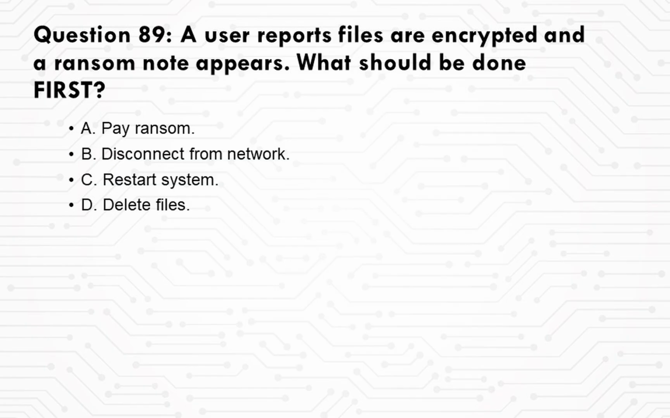Question 89. A user reports files are encrypted and a ransom note appears. What should be done first? A. Pay ransom. B. Disconnect from network. C. Restart system. D. Delete files. Answer: B. Isolate system immediately to prevent spread.